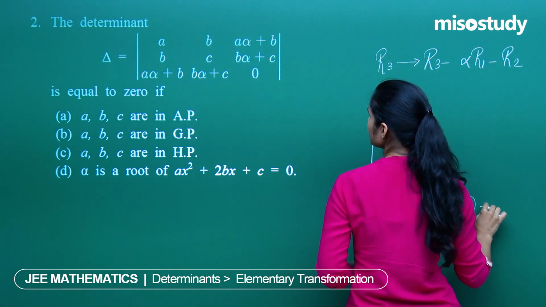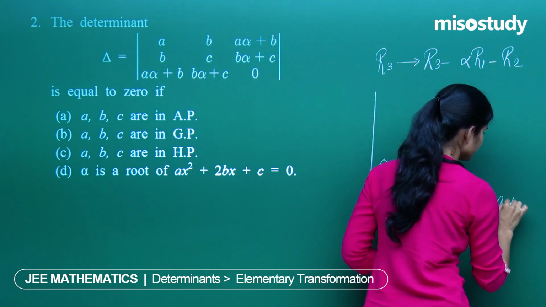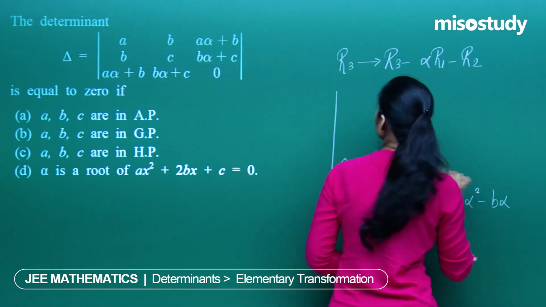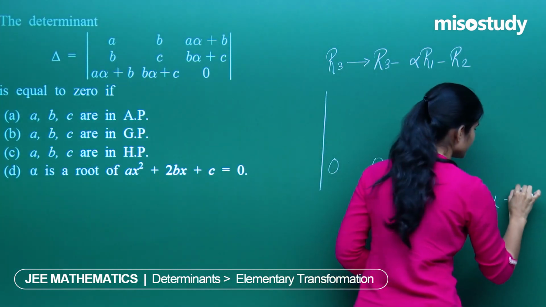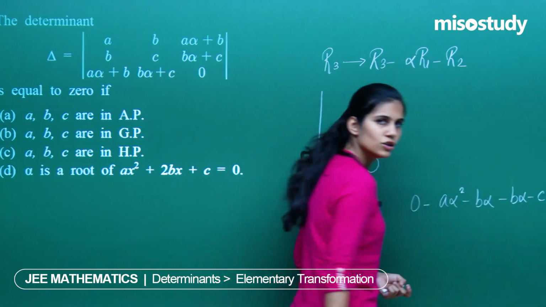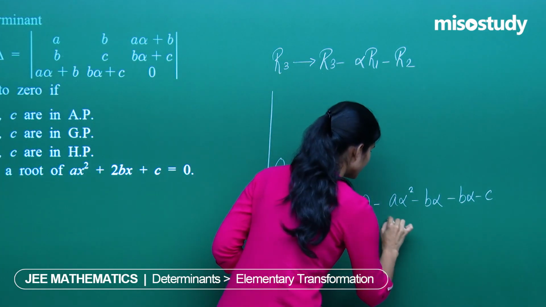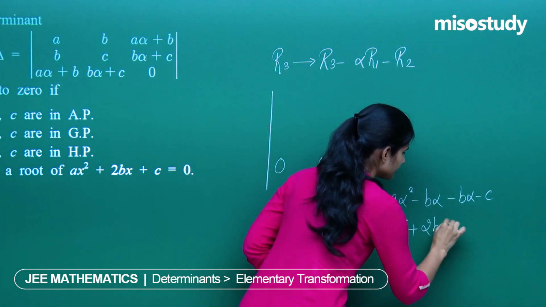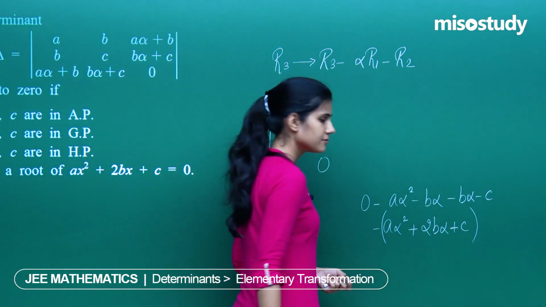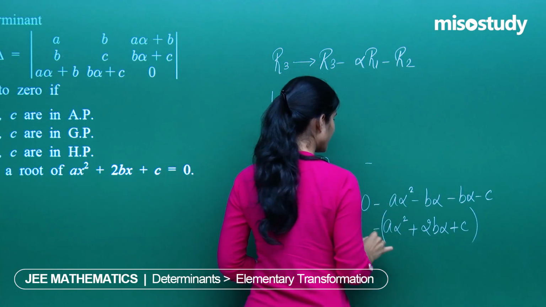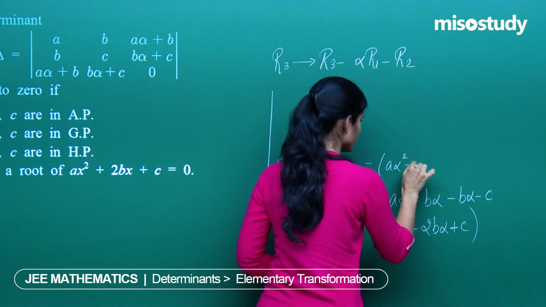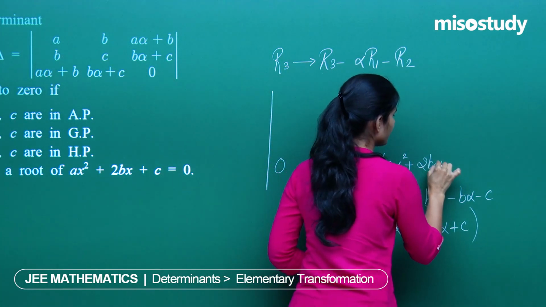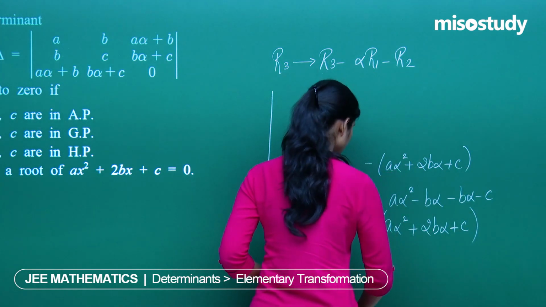And here you have 0 minus alpha times A alpha plus B minus B alpha minus C. So what do you get? You get minus A alpha square, or you can just write it as this, right? So here you get minus of A alpha square plus 2B alpha plus C. Clear?